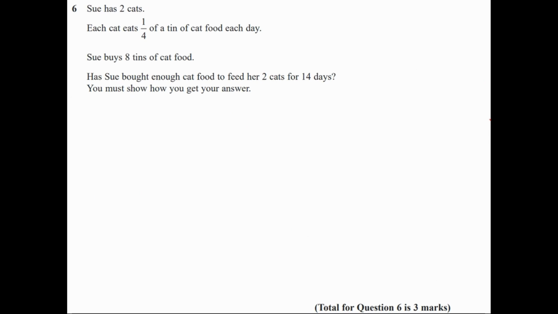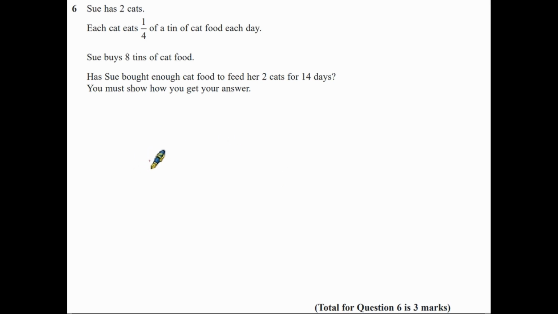Question 6. Sue has 2 cats. Each cat eats 1/4 of a tin of cat food each day. She buys 8 tins of cat food, and we're being asked, has Sue bought enough cat food to feed her 2 cats for 14 days? And it says you must show how you get your answer. There are 3 marks, so they are looking for working out here.